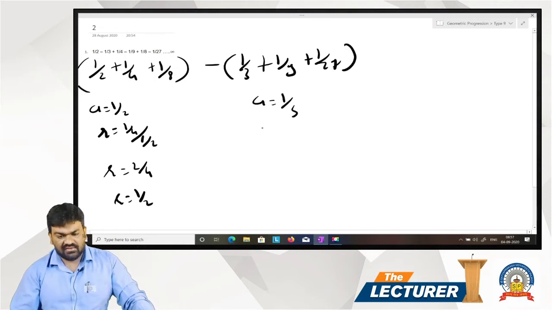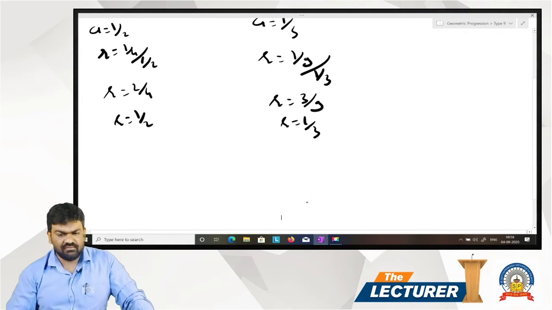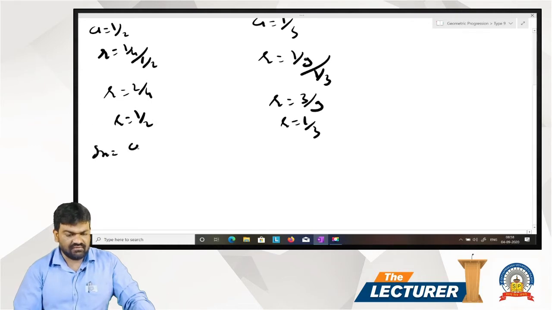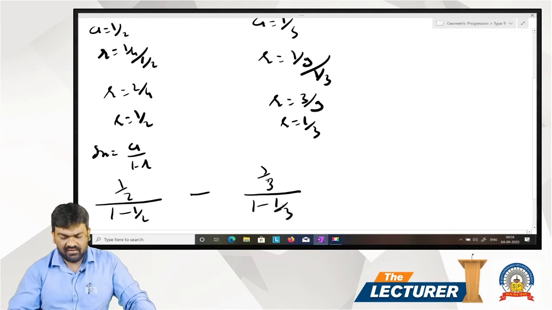Here a is equal to 1 by 3, r is equal to 1 by 9 divided by 1 by 3, 3 by 9, 1 by 3. Okay, a is equal to 1 by 2, r is equal to 1 by 2; here a is equal to 1 by 3, r is equal to 1 by 3. What is Sn? Sn is equal to a divided by 1 minus r. So 1 by 2 divided by 1 minus 1 by 2, plus, sorry, minus 1 by 3 divided by 1 minus 1 by 3.